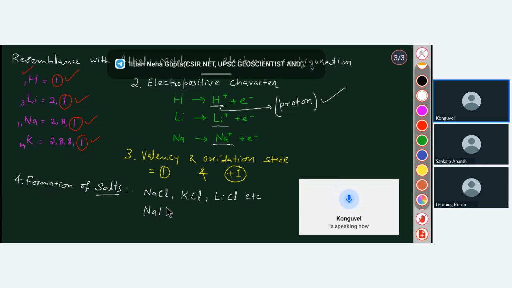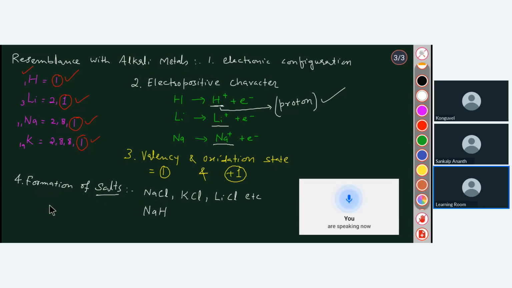No, hydrogen chloride is not a salt. That is a covalent compound. That is actually an acid. HCl is an acid. Yes, hydrochloric acid has a covalent bond. Salts have an ionic bond. So NaH is your salt. Similarly, potassium hydride. The salts of hydrogen are known as hydrides.